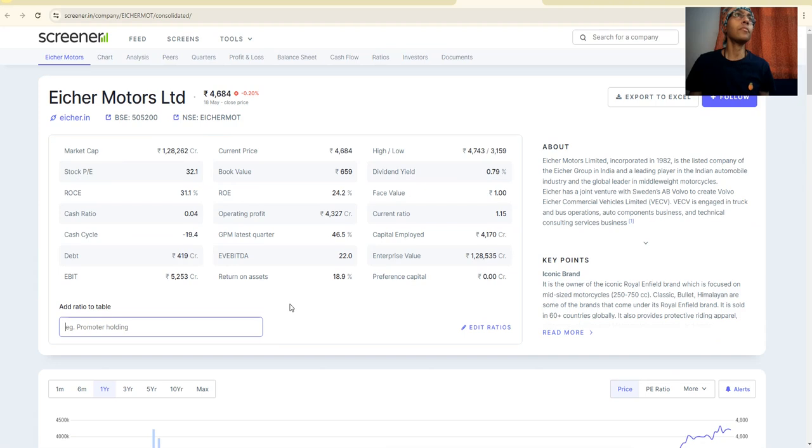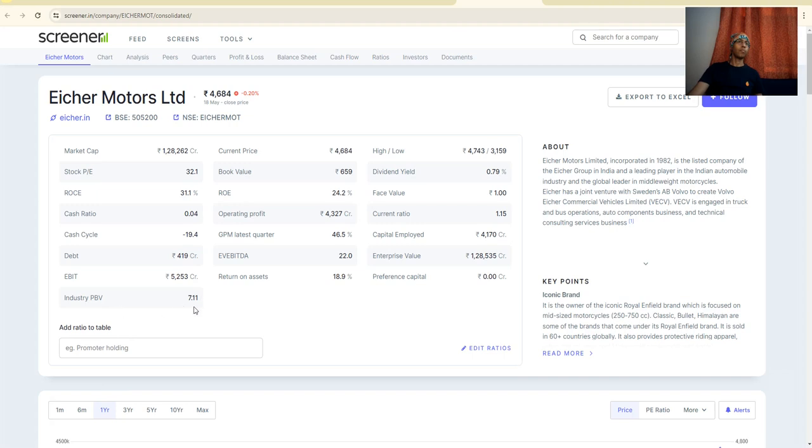Okay. Now we come to the other things. PE ratio 32.1. Let me see if PB ratio is there. Price to book ratio will be 4684 divided by 659. That is 7.1. Now the industry PB ratio is 7.11. They have a PB ratio of 7.1, which is at par.